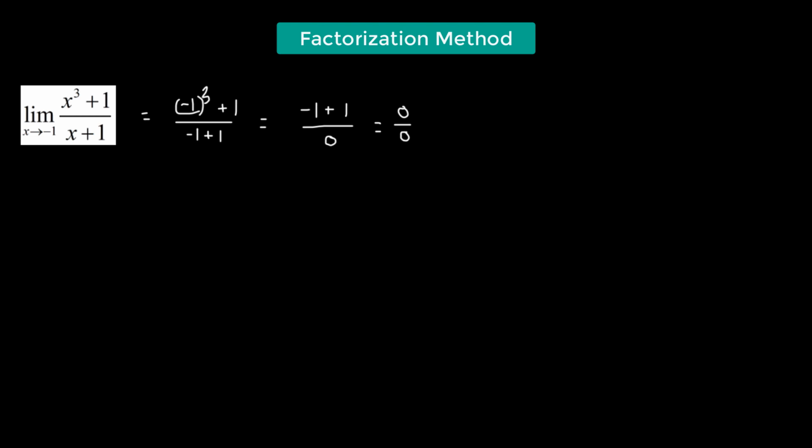So now we have to factor out x plus 1, which is a common factor in both the numerator and the denominator, and must be factored out.